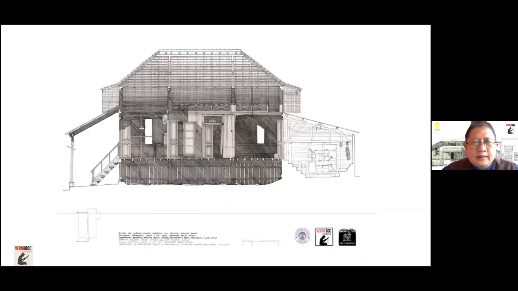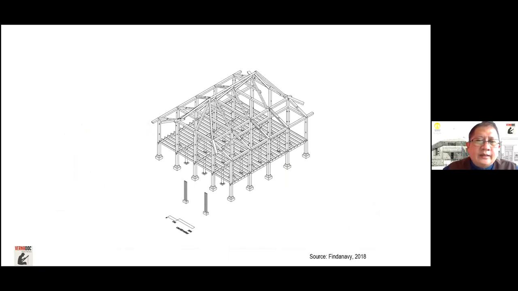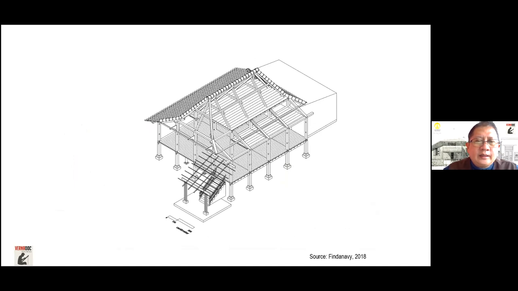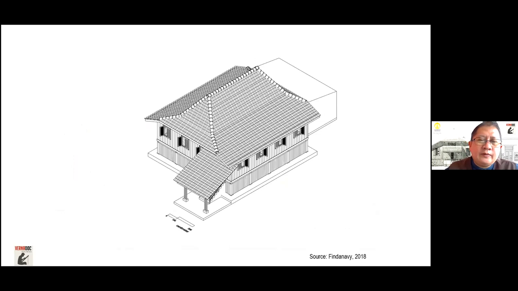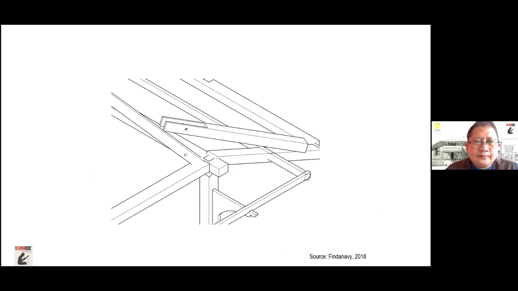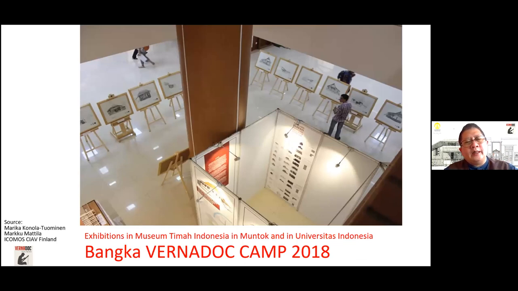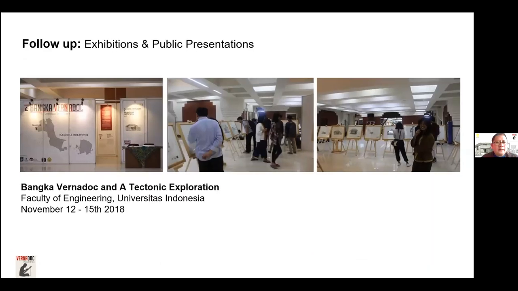That's why we make the three-dimensional model from this picture, and then the second house. There are two types of houses, and this is I think the original. The roof becomes limas or prism, the Mentok prism house or Mentok limas house, and this is how drawing becomes an effective tool to communicate for us. And then we continued post Bangka Vernadoc 1 with the exhibitions and attracted more than 1,000 people to visit the Faculty of Engineering and UI Library.